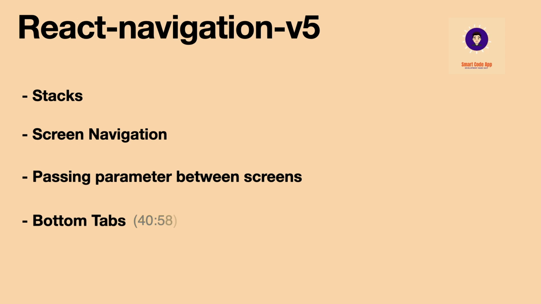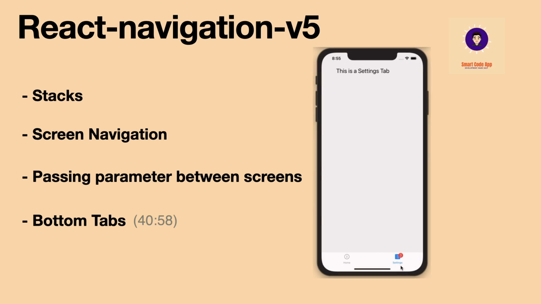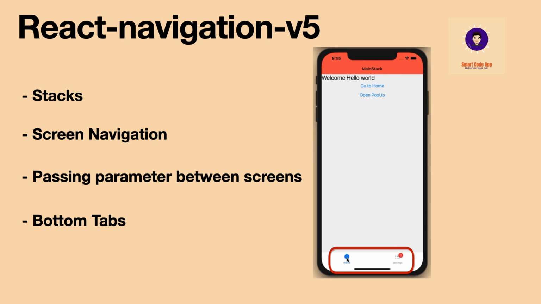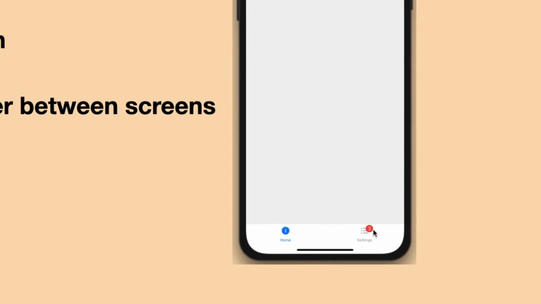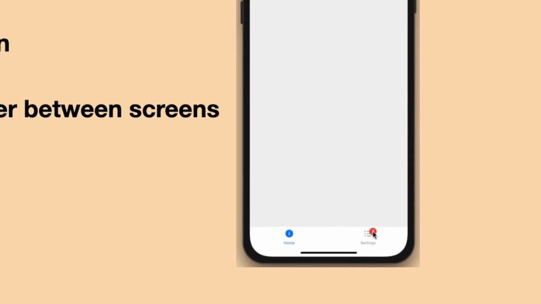Next, bottom tabs, which are very famous and common nowadays. Let's see the example. Here we can see two bottom tabs, home and settings, and settings is highlighted. We will learn how to give our own custom icons and theme color to match our app, indicating which tab is highlighted and which is not, and also adding some badge count. For example, in this screen we can see settings having a badge count of 3.